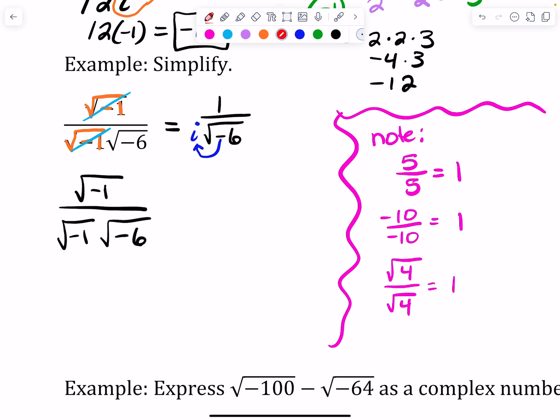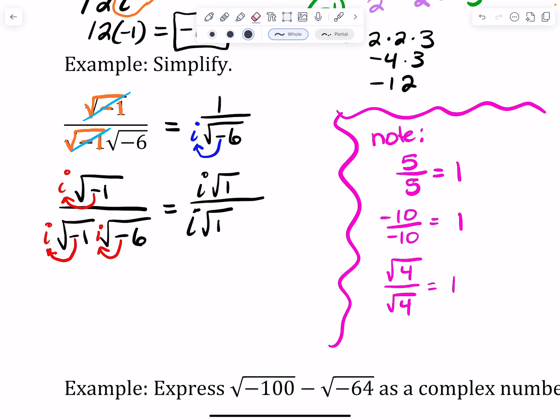Right? We could take these negatives out, turn it into an I, turn it into an I, and we would end up with I square root of 1 over I square root of 1 with the square root of, let's go ahead and take out the I on that -6 also. And then we would end up with I square root of +6. And you would see the square root of 1 is just 1. And the square root of 1 is just 1.